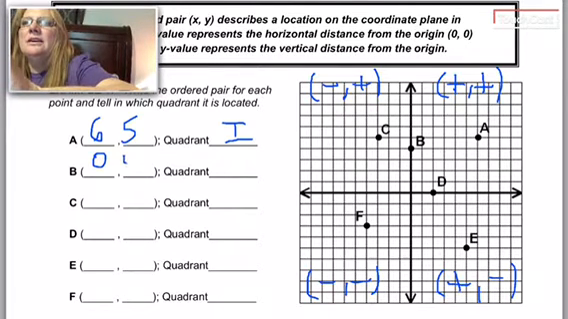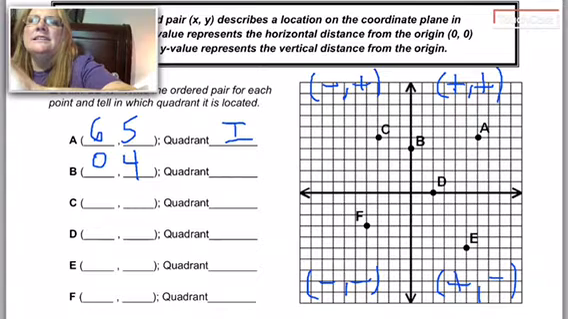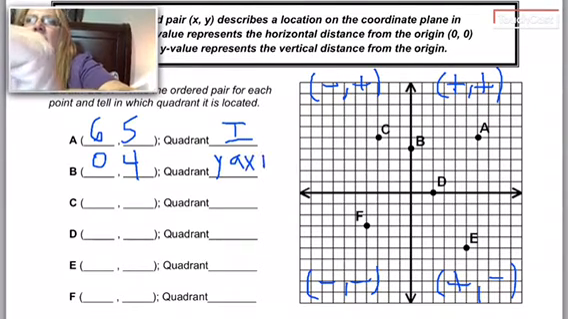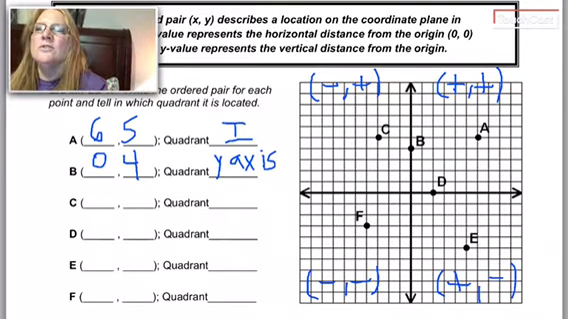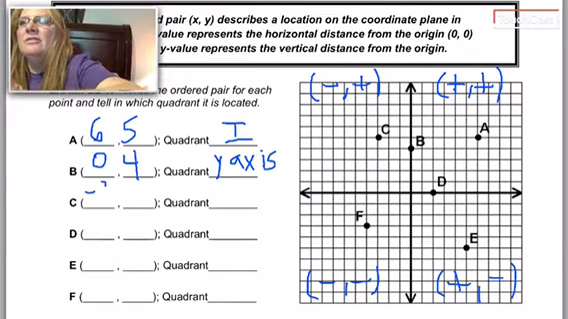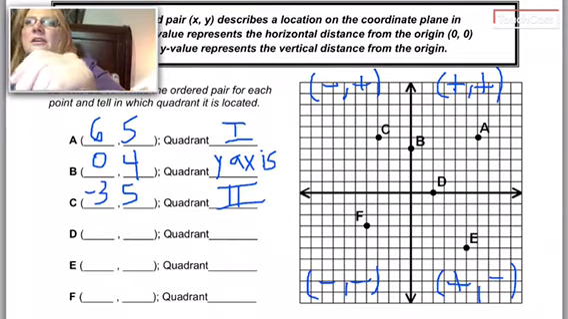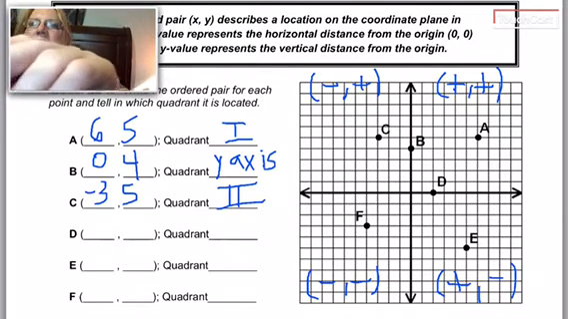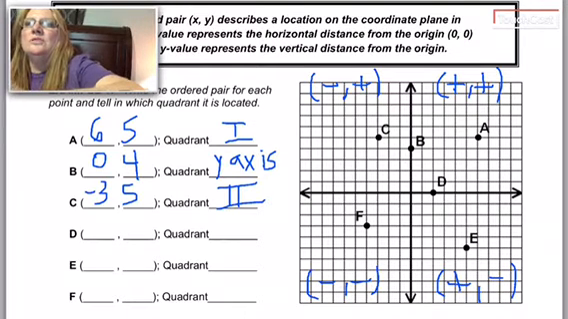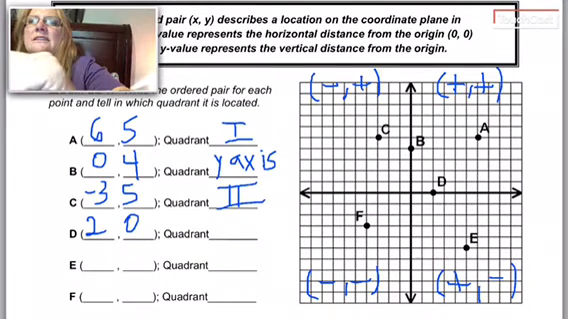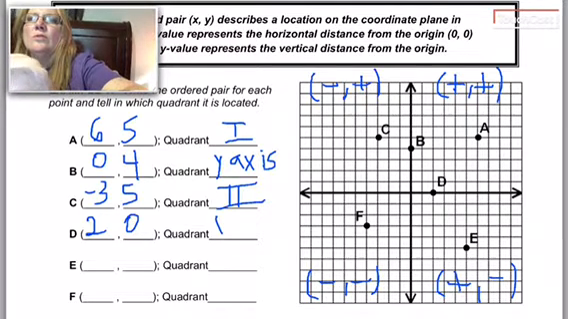So point B is 0, 1, 2, 3, 4, so point B has the coordinates 0, 4. It's not actually in a quadrant; it's on the y-axis. Anytime you have a point on the y-axis, your x-coordinate will be 0. Point C is negative 3, 5, and that is in the second quadrant. Point D is on the x-axis, so that is 2, 0. Again, anytime you have a point on the x-axis, your y-coordinate will be 0.